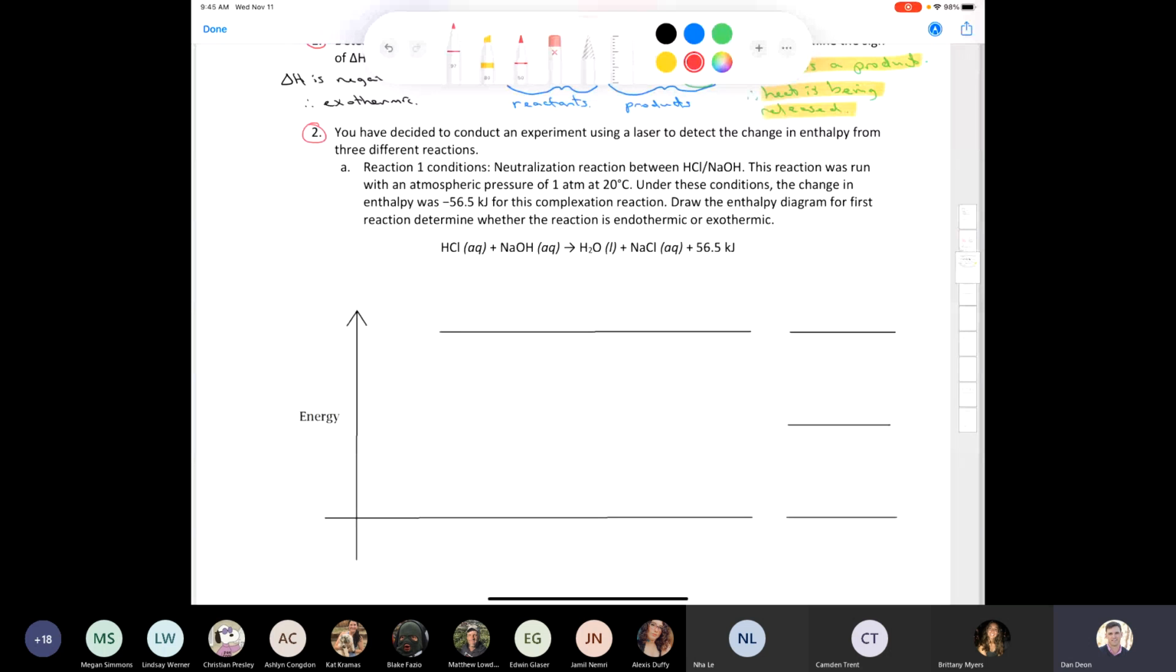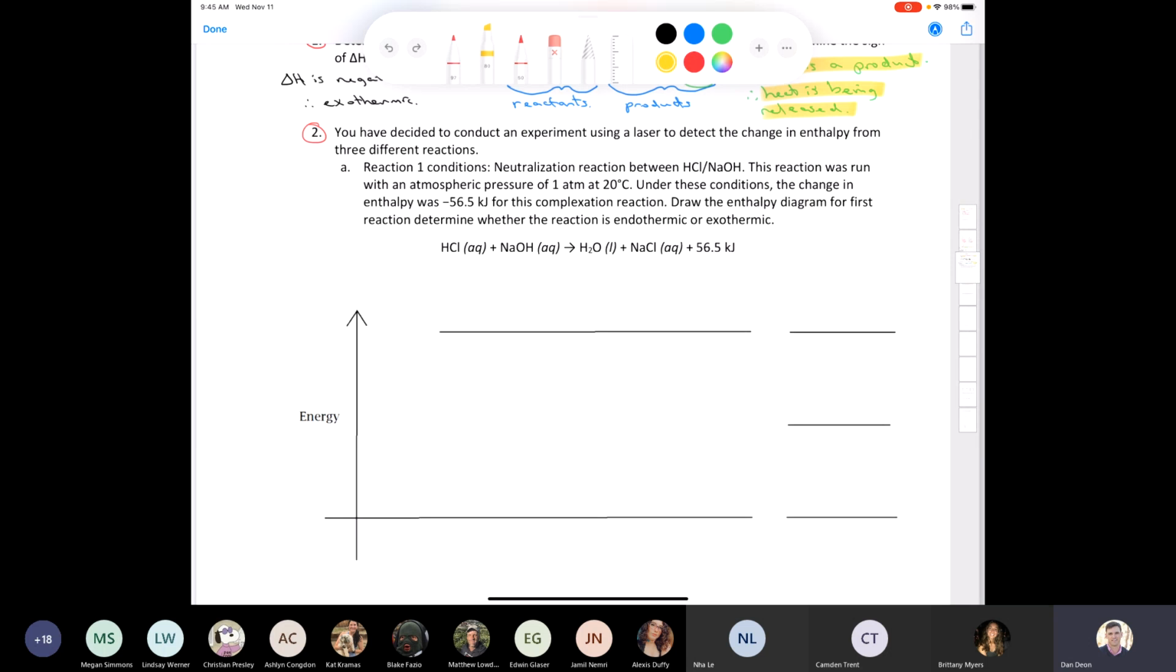Reaction 1 conditions are this. It's a neutralization reaction between hydrochloric acid and sodium hydroxide. This reaction was run at atmospheric pressure, 1 atmosphere, at 20 degrees Celsius, so around room temperature. Under these conditions, the change in enthalpy was negative 56.5 kilojoules. It's an exothermic reaction, right? Heat was released. And you see that heat is a product over here for this complexation reaction. Draw the enthalpy diagram for the first reaction and determine whether the reaction is endothermic or exothermic.